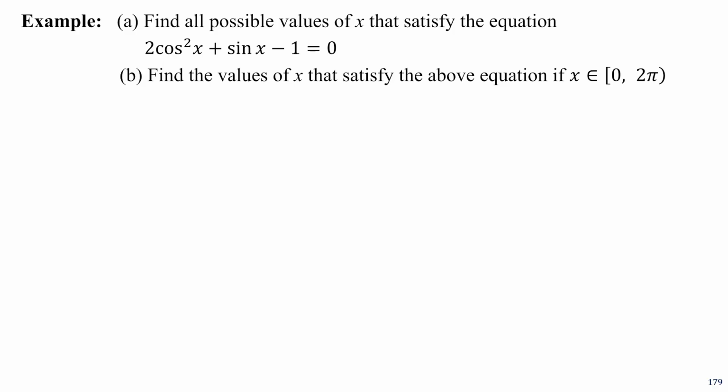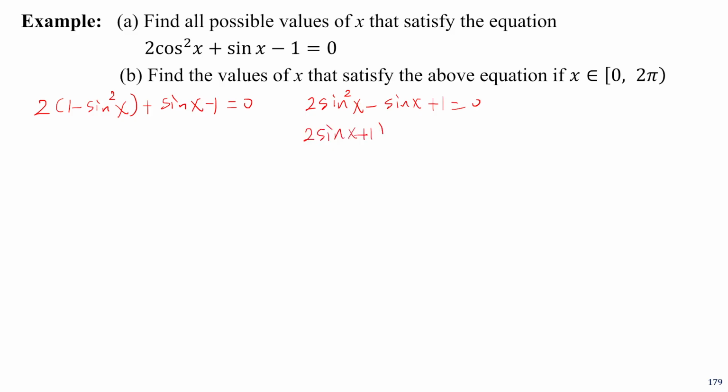Okay, let's have a look at the solution together. First of all, we can convert cosine x squared to 1 minus sine x squared, right? So that's a function in terms of sine x. So we can simplify that to 2 sine x squared minus sine x plus 1 equals 0. Then we can further factorize to 2 sine x plus 1 times sine x minus 1 equals 0, right?